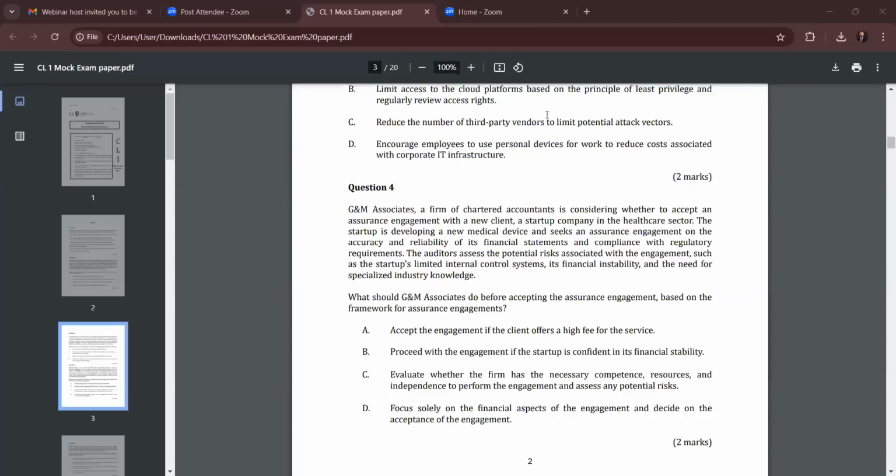A. Accept the engagement if the client offers a high fee for the service. Accept this if the fee is high. Can you do like that? Never.